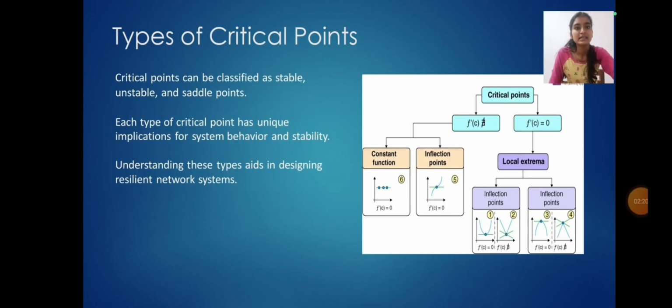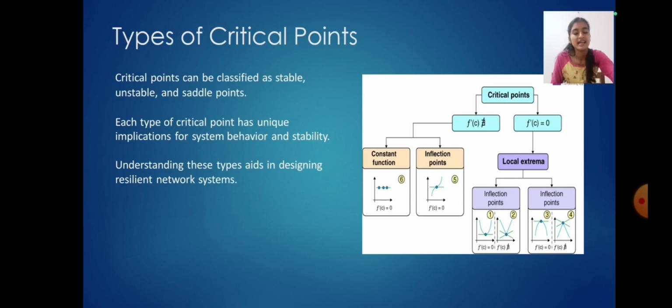Types of critical points. Critical points can be classified as stable, unstable and saddle points. Each type of critical point has unique implications for system behavior and stability. Understanding these types aids in designing resilient network systems. Saddle points means if A is greater than 0 and AC minus B square is also greater than 0, the point is said to be a saddle or a local minimum point.